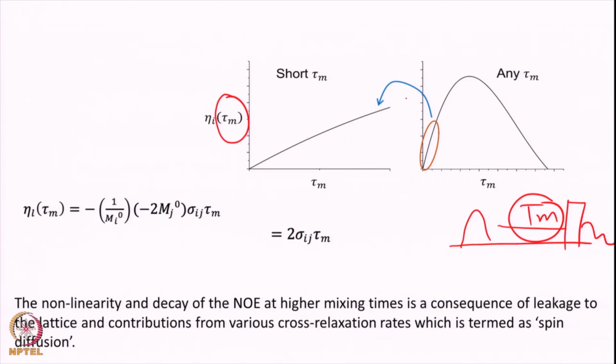That means, in simple terms, a spin loses its magnetization to other spins and then you do not see that much enhancement. In the short time regime, like short Tm, it is linear, and that is typically used for measuring the distance in molecules, macromolecules or biomolecules. Non-linearity in decay of the NOE at higher mixing time is a consequence of leakage to the lattice. So, the spin is leaking to the surrounding, and that contribution can vary according to the cross relaxation rate, and this is called spin diffusion. Spin diffusion means the spin is diffusing to the other spins or lattice, they are just losing out.